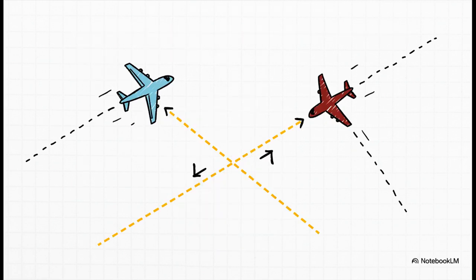Or how about tracking things that move? We're talking air traffic control, ships at sea, you name it. When you've got two things moving at once, say a couple of airplanes, you can use related rates to calculate with crazy precision how fast the distance between them is changing. And yeah, that's pretty crucial for making sure they don't run into each other.